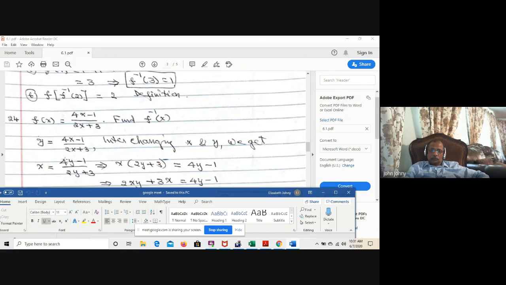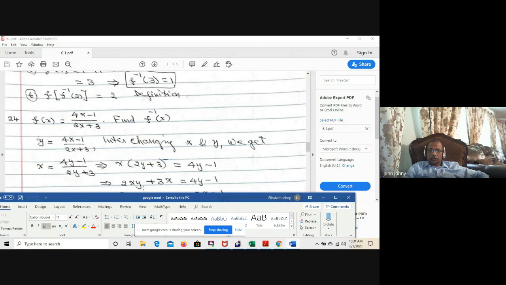x is equal to (4y minus 1) divided by (2y plus 3). Multiply both sides by 2y plus 3. You get x times (2y plus 3) is equal to 4y minus 1. Distribute x: 2xy plus 3x is equal to 4y minus 1.